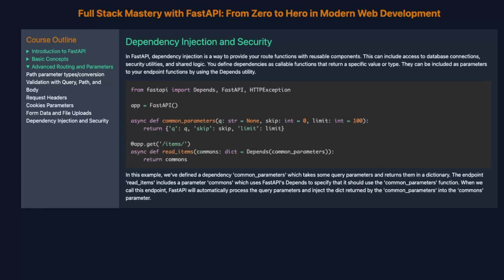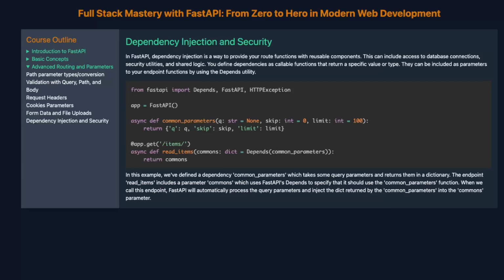Dependency injection and security. In FastAPI, dependency injection is a way to provide your route functions with reusable components. This can include access to database connections, security utilities, and shared logic. You define dependencies as callable functions that return a specific value or type. They can be included as parameters to your endpoint functions by using the Depends utility.